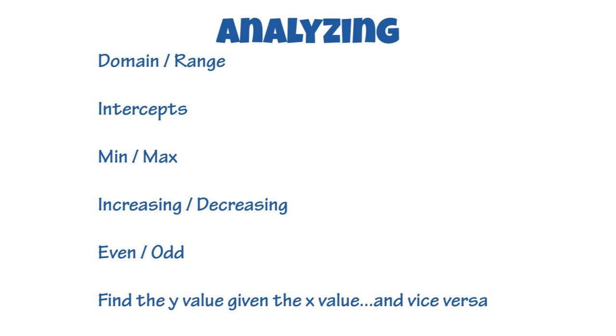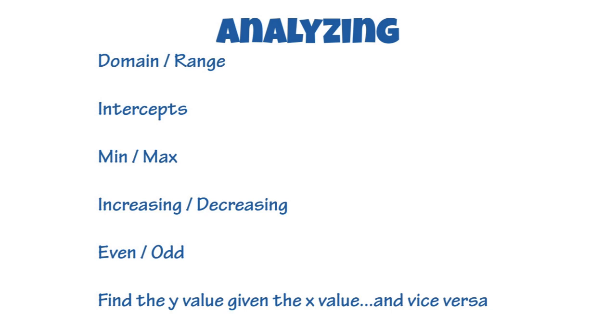So the domain is always going to be your possible X values. I usually look at a graph and I think of how far left does it go and how far right does it go. And that's what my domain will be. And my range are all my possible Ys. So I'm looking at how low it goes and how high it goes. The intercepts are where it touches the X and the Y axis.